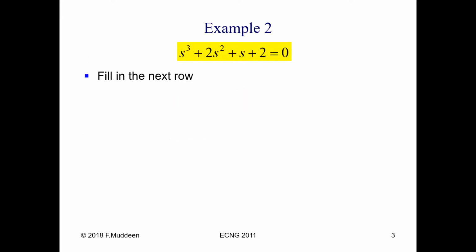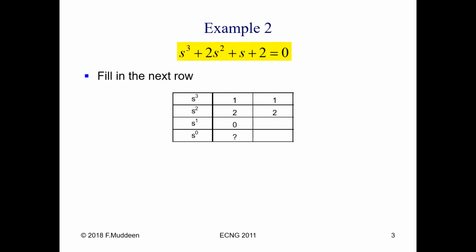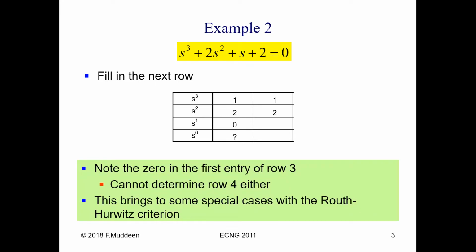When we do our calculation for the next row, we want to see that the coefficient here for the S1 row is going to end up being 0. And as a result, that means we can't continue the table because it's impossible to determine any of the other rows as well. And in such a case, this gives us three distinct cases that we need to examine as to how we proceed when we encounter certain conditions in the Routh-Hurwitz table.